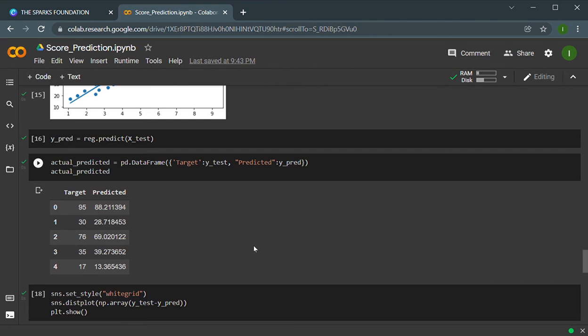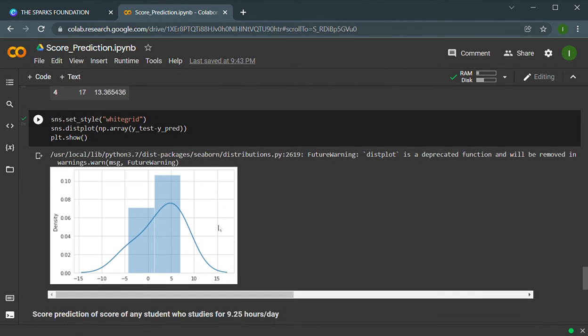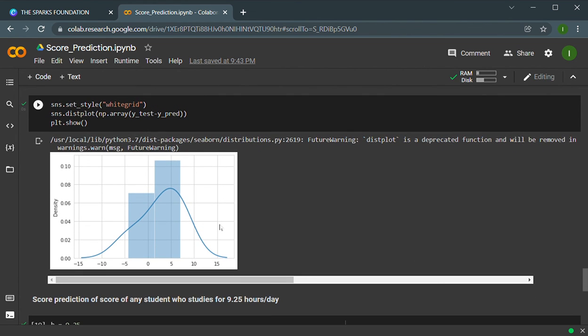Here we can see the target values which are already present in the dataset and the predicted values that we obtained from the model. We have also plotted a distribution plot for the target and predicted values. The difference also is found to be quite close to 0, and it is between the range of -5 and 5. This testifies for the efficiency and accuracy of the regression model.